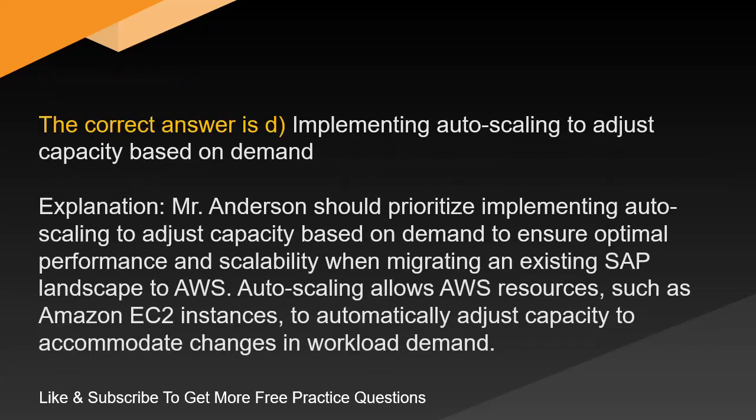The correct answer is D. Implementing auto-scaling to adjust capacity based on demand. Explanation. Mr. Anderson should prioritize implementing auto-scaling to adjust capacity based on demand to ensure optimal performance and scalability when migrating an existing SAP landscape to AWS. Auto-scaling allows AWS resources, such as Amazon EC2 instances, to automatically adjust capacity to accommodate changes in workload demand.